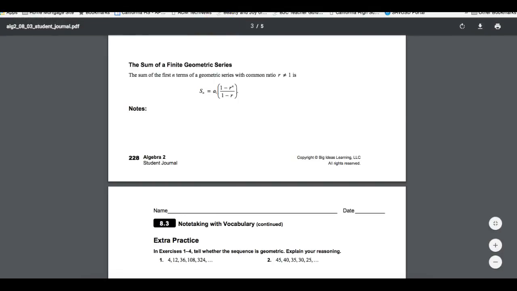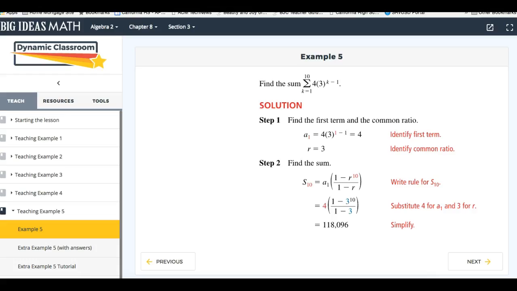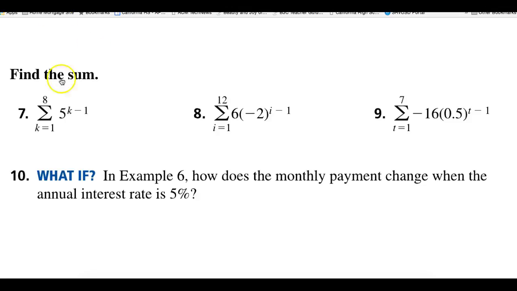You'll notice that when you look at these problems right here, you've got a lot of information that you need for this. Okay, you know your n values, right? 8, 12, and 7. You know your common ratios, and you just need to solve for the first term. All right, good luck on that one.